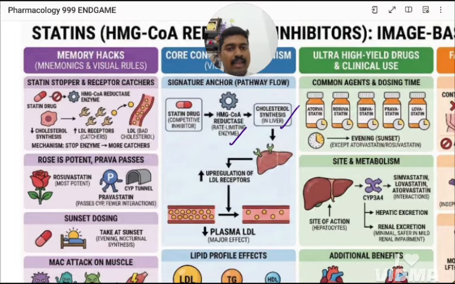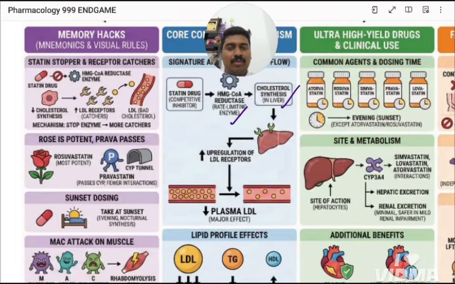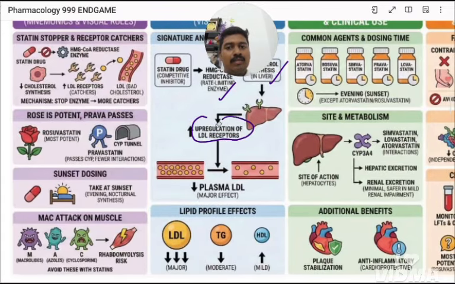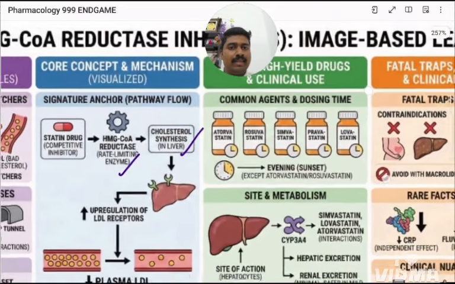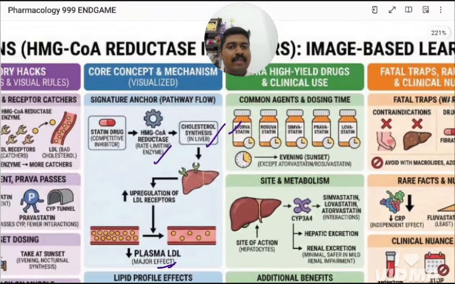Cholesterol synthesis happens in the liver, so the statin mechanism also happens in the liver. It causes upregulation of LDL receptors, as a result of which increased LDL is internalized into the cell, and there is decreased LDL in the plasma. That is the major effect of statins. The common agents are atorvastatin, rosuvastatin, simvastatin, pravastatin, and lovastatin.